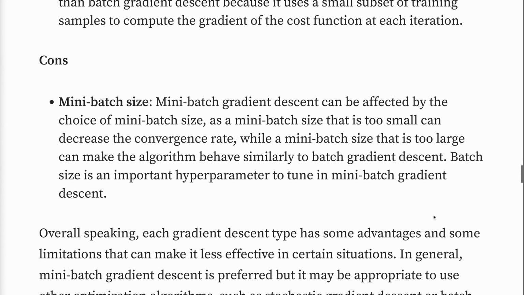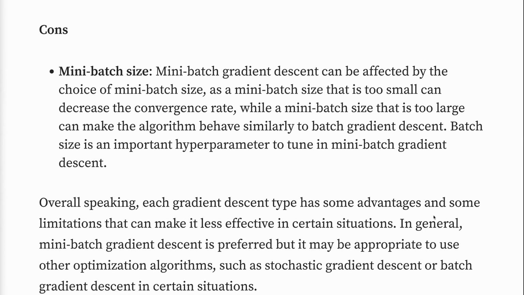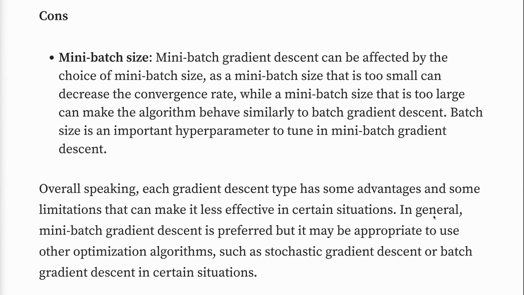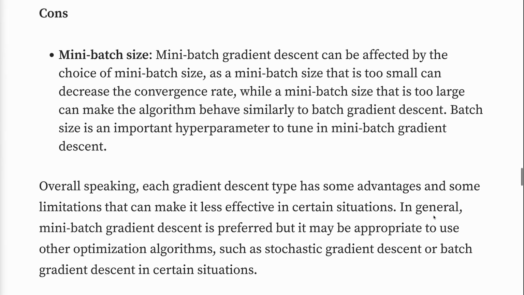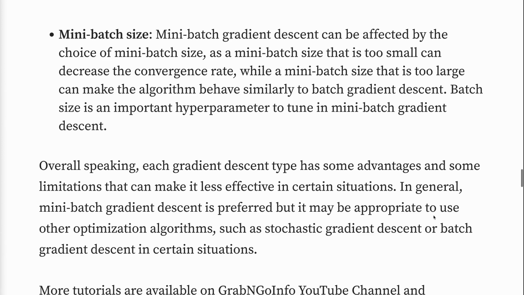The cons of mini-batch gradient descent include: 1. Mini-batch size. Mini-batch gradient descent can be affected by the choice of mini-batch size, as a mini-batch size that is too small can decrease the convergence rate, while a mini-batch size that is too large can make the algorithm behave similarly to batch gradient descent. Batch size is an important hyperparameter to tune in mini-batch gradient descent.